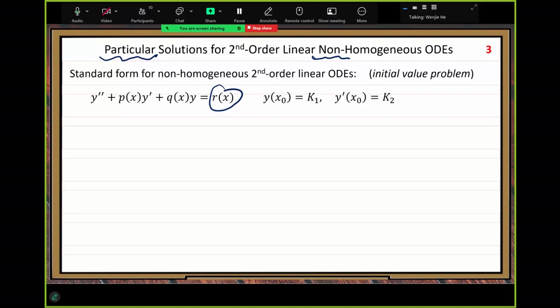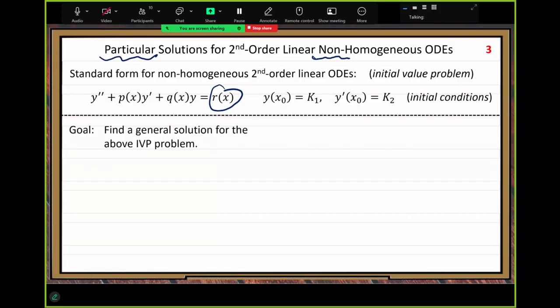For first order, one condition is enough. Y of x0 is a constant, then we can solve the first order. For second order, you need two initial conditions. Third order, you need three initial conditions. And nth order, you need n initial conditions. Later, we will move to order n, higher order ODEs. The goal this time is to find a general solution for the above IVP, initial value problem.